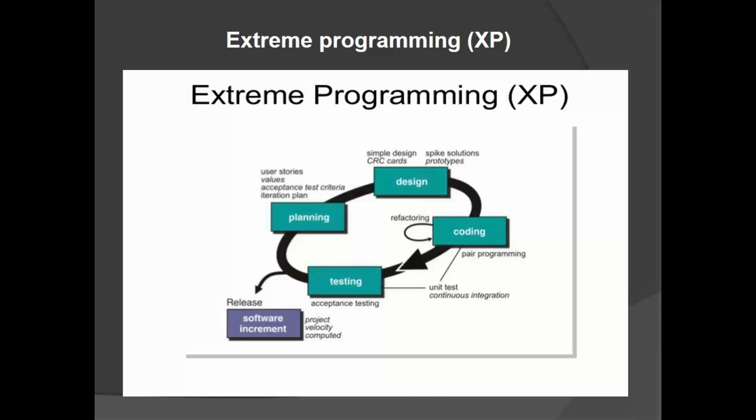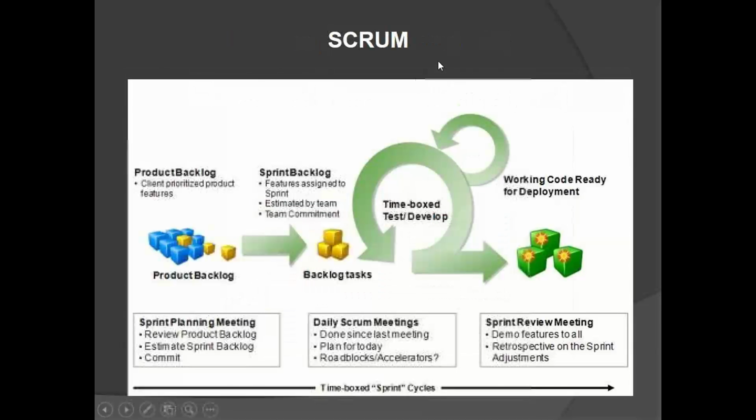Okay, so out of entire IT industry, only 2% of the companies will be using this extreme programming. Okay, then next comes Scrum. So this Scrum method, nearly 55 to 60% of the companies will be using.